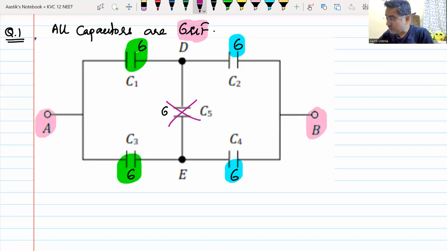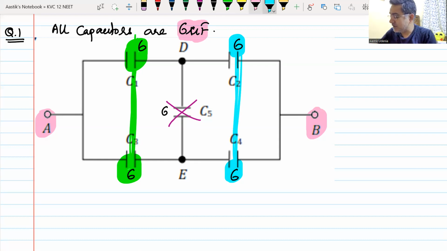Now you can solve it in 2 ways. You can take this 6 and 6 in parallel. How much is 6 and 6 in parallel? It will give you 12. Then you can take this 6 and this 6 in parallel. It will give you 12. Then you can take these two in series, 12 and 12 in series. The answer is 6. Do we understand this?